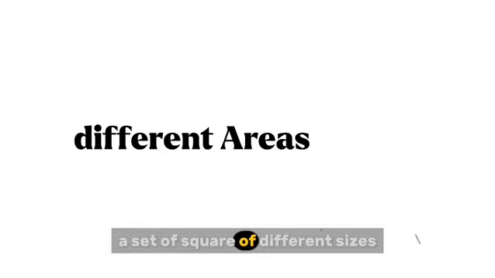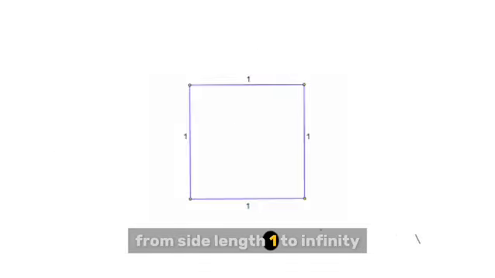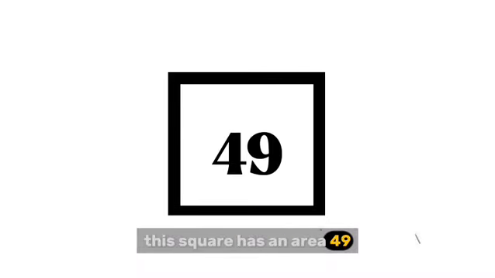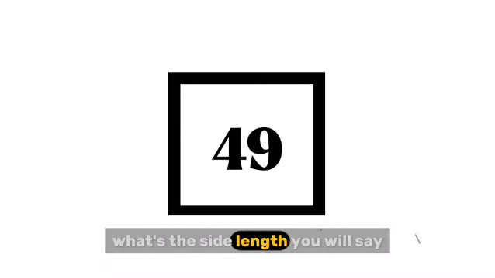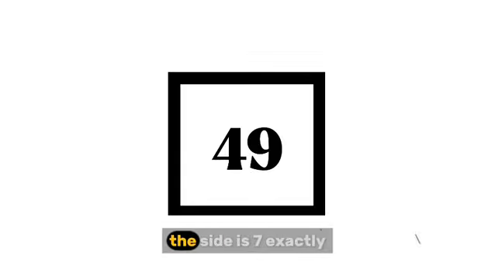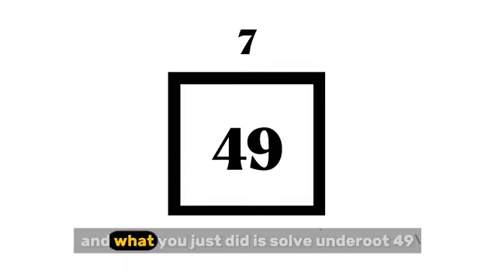So basically, these squares are just part of a massive collection, a set of squares of different sizes, from side length 1 to infinity. Now if I ask, this square has an area 49, what's the side length? You will say, hey, that's easy, the side is 7. Exactly. And what you just did is solve under root 49.